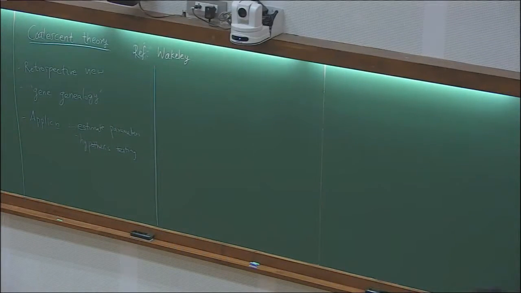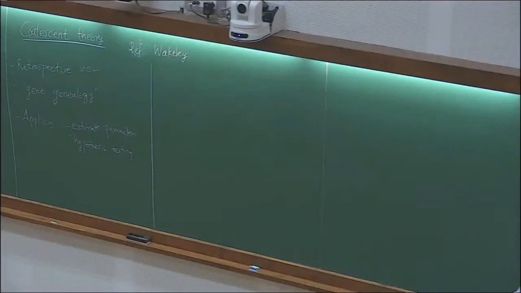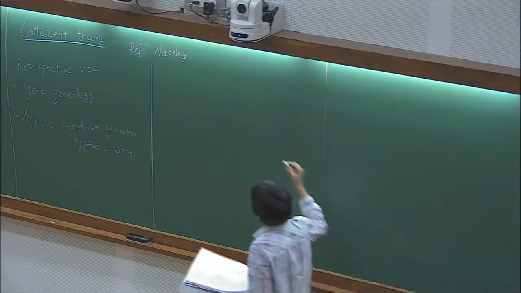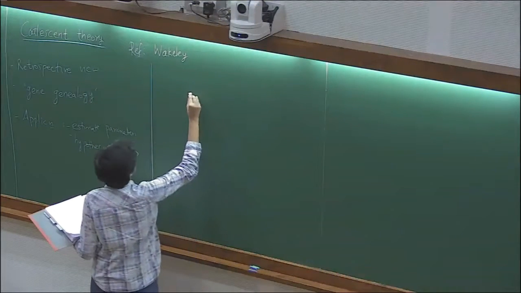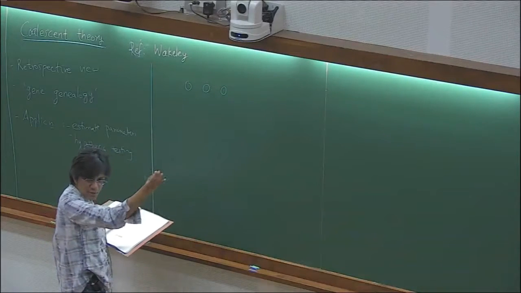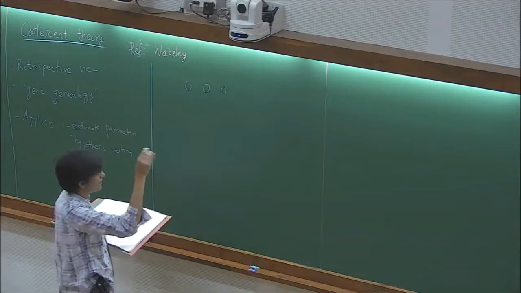So let me first say what this coalescent is, what this gene genealogy is. So let's go back to what we discussed yesterday, namely the Wright-Fisher process. Let's start from there. Let me give you an example here. I'm using a slightly different notation. Instead of A1 and A2, I'll write zeros and ones. And I'll explain what I mean here.